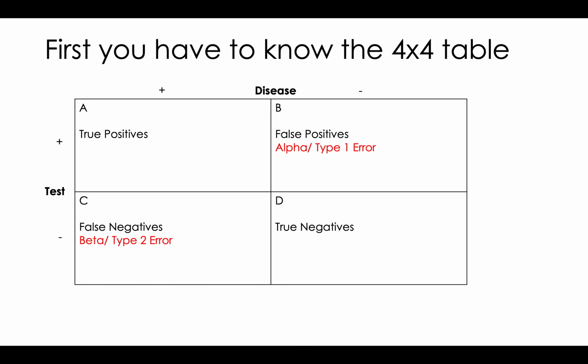First off, you have to really know this 2x2 table, and there have been a lot of videos on YouTube going over this 2x2 table that I think are really good. So just knowing that A, B, C, and D boxes, knowing that your false positives will be your type 1 error or alpha, and your false negatives will be your beta or type 2 error.